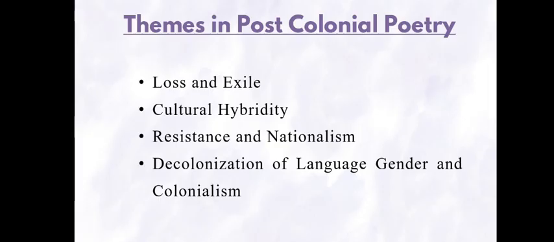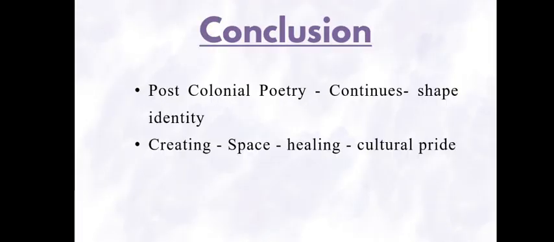Coming to the next part, various themes analyzed in postcolonial poetry: loss and exile, cultural hybridity, resistance and nationalism, decolonization of language, gender and colonialism. Coming to the last section of the poetry, we have seen why postcolonial poetry matters. Postcolonial poetry is not just about history, it continues to shape identity, memory, and resistance in formerly colonized societies. In general, postcolonial works reclaim voices that colonialism tried to erase, creating a space for healing, critique, and cultural pride.